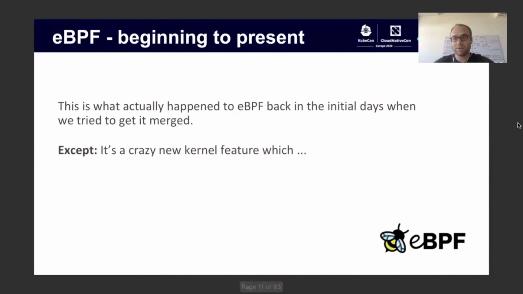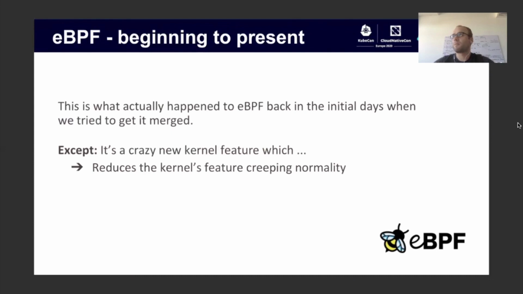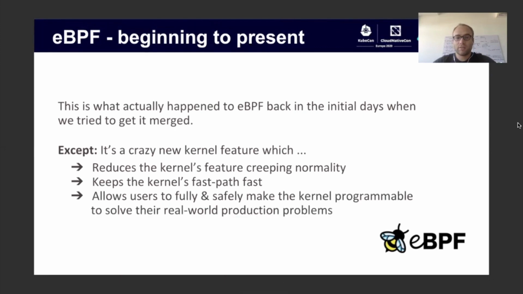And that's pretty much what happened to eBPF back in the days when it first got merged. So it's a crazy new kernel feature, but in the long term for the Linux kernel, it actually reduces the kernel's feature creeping normality, because all the weird corner cases that users have and ask from the kernel, instead of having them hard coded in the kernel and potentially in the kernel's fast path, they can instead live inside an eBPF program where no one else has to suffer from potential performance degradations, meaning it allows to keep the kernel's fast path fast. And also it allows to make the kernel fully and safely programmable, so users won't crash the kernel. And eBPF has been designed to solve real-world production issues, and it still is with that in mind today.